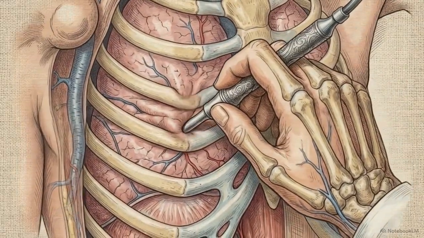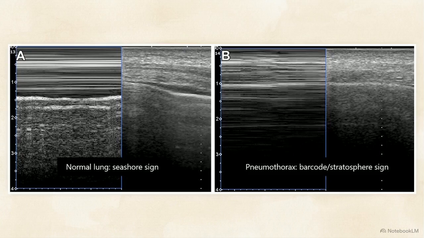of normal lung sliding. To understand the diagnosis, we look at a normal lung using M-mode ultrasound, which plots tissue motion over time. Normal respiratory motion creates the seashore sign. The static chest wall forms parallel lines at the top, while the granular artifact below represents the moving lung.